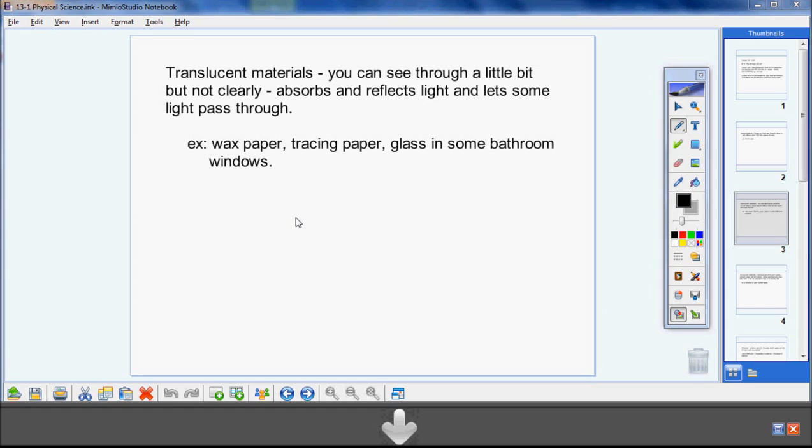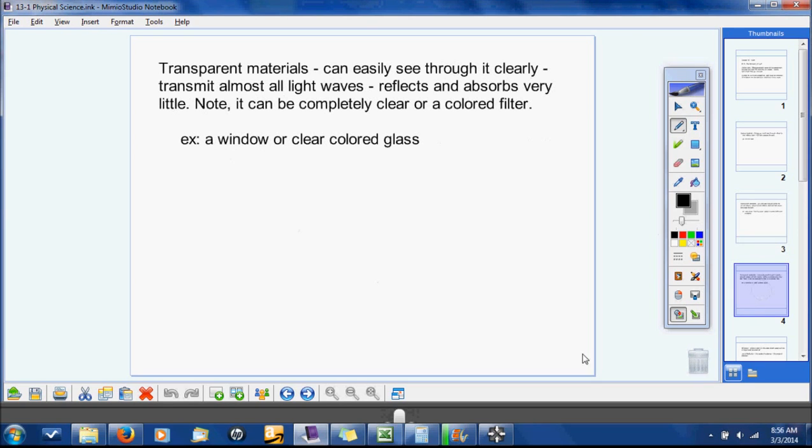In other words, you can't see through them clearly and they don't block out everything. And translucent, you can see through a little bit, but just not very clearly. Here's this word I just mentioned, transparent. If something is transparent, you can see through it very clearly.